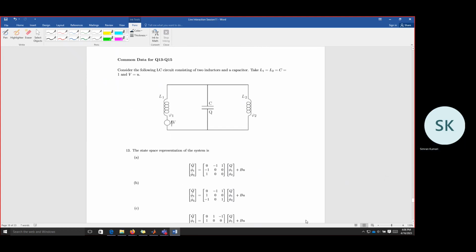So this says that there is an LC circuit and there are two inductors, L1 and L2. There's a capacitor, all have value 1, and V is the input U. Now this is the flux across the inductors, phi 1 and phi 2, and the charge across the capacitor is Q. So we have to find the state space equation.